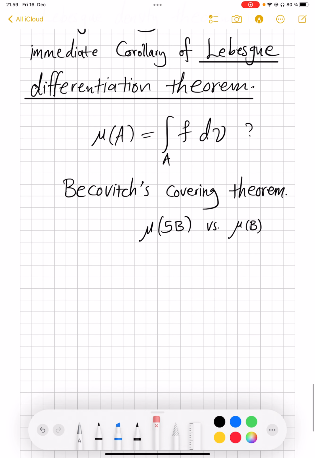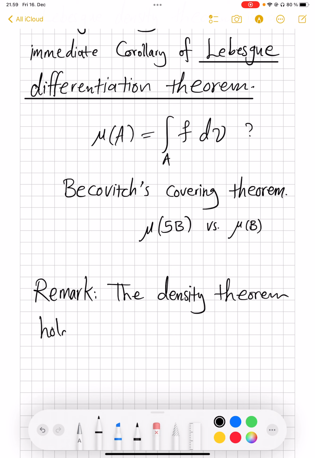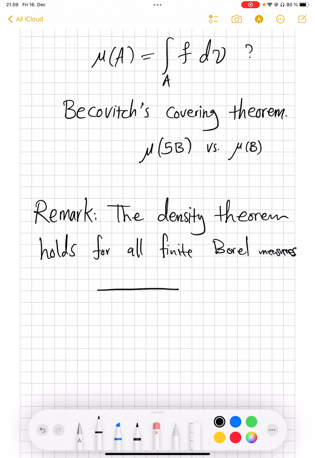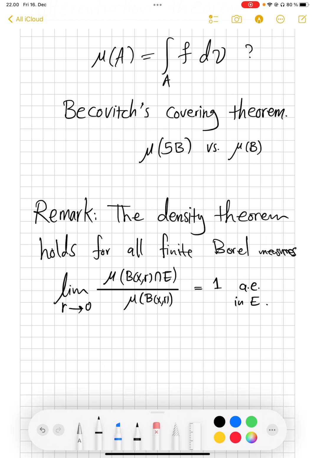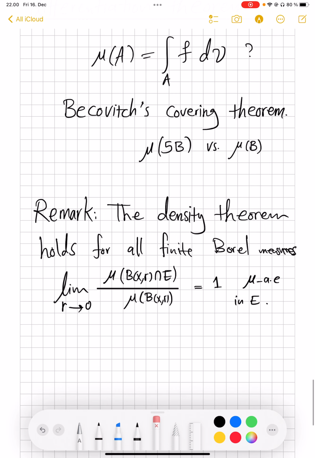Okay, and the final remark is that this density theorem holds for all finite Borel measures. So in the ratios, in the fractions that we looked at, if you replace the Lebesgue measure by the Borel measure of the ball centered at x intersected with E, and then compare it to the Borel measure of the ball B(x,r), then the Lebesgue density theorem in the more general case of non-Lebesgue measure says that this limit is equal to 1 almost everywhere inside the set E. And here this almost everywhere will be with respect to this new measure. And the proof is the same, by using the Besicovitch covering theorem.